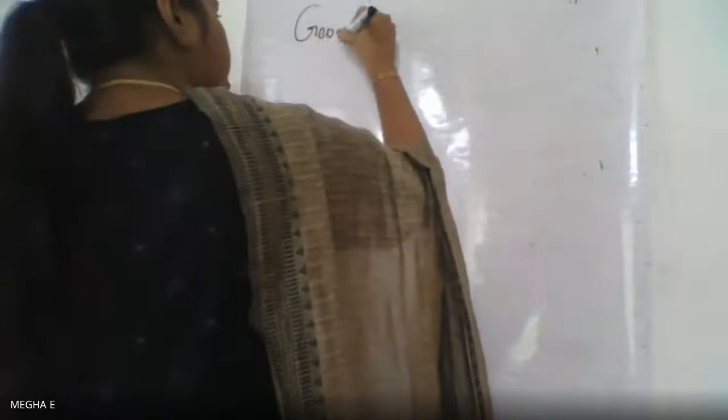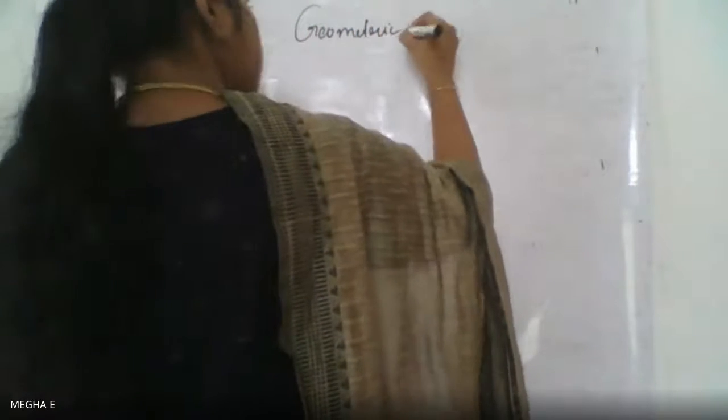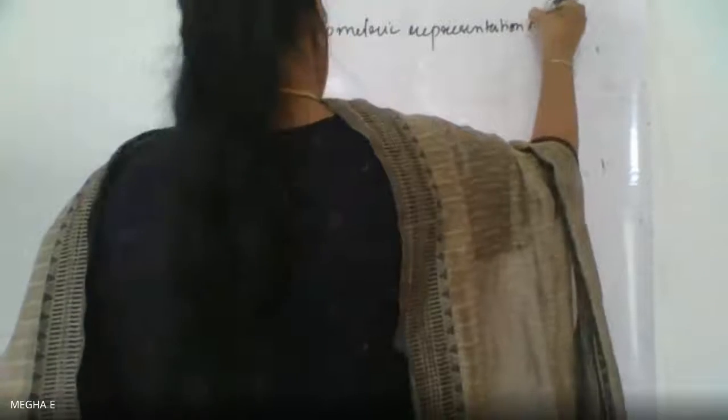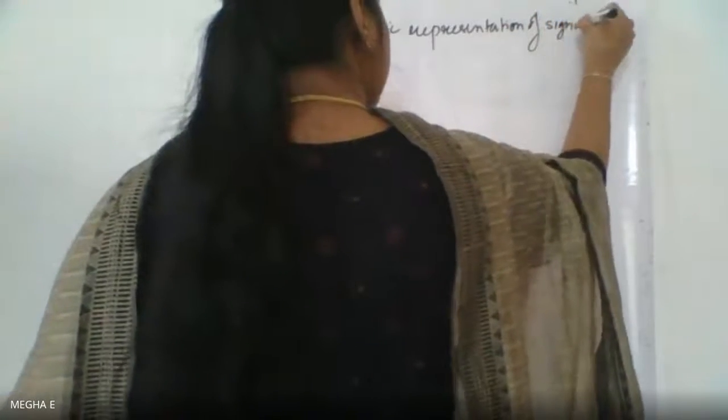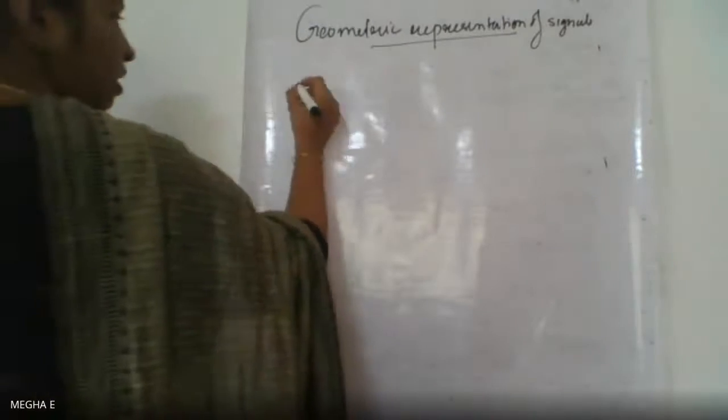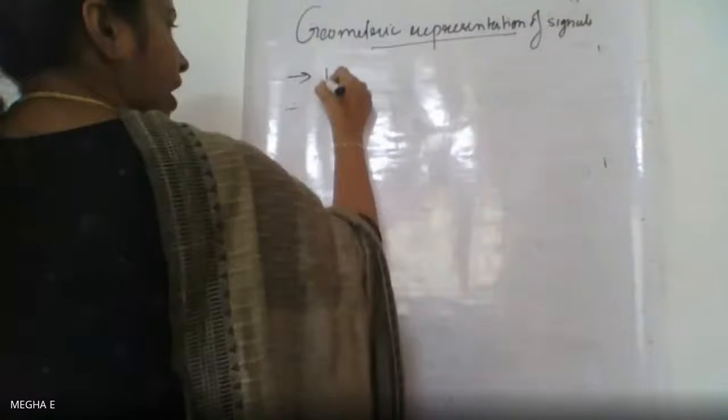Now we will move on to the next topic. These are the basic things which we have to understand in the signal space concept. So now we will move on to the next topic, that is the geometric representation of signal. The main objective of this geometric representation of signal is to represent a set of m energy signals.